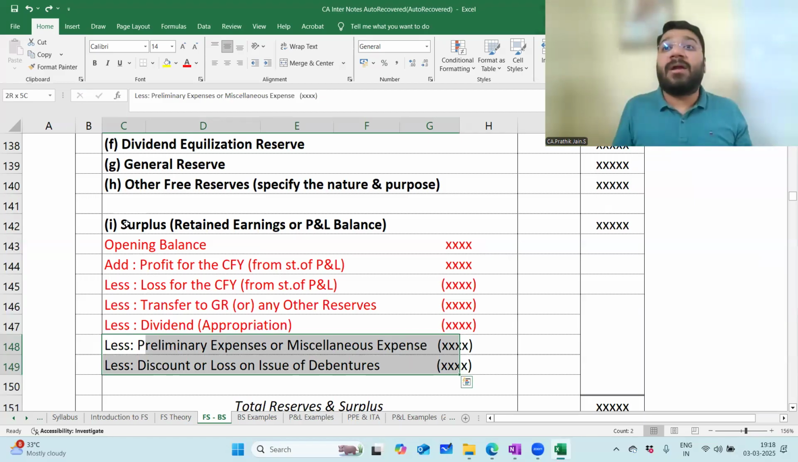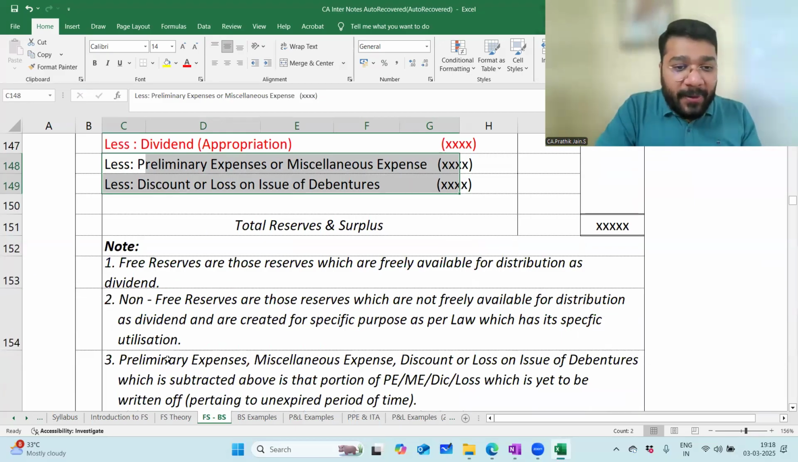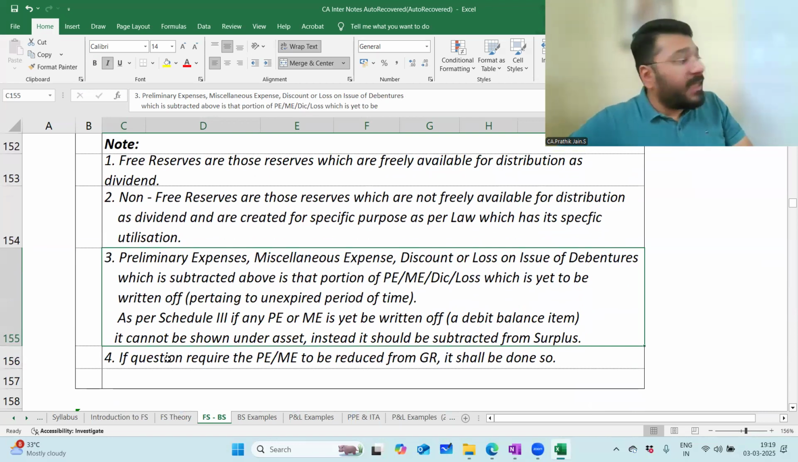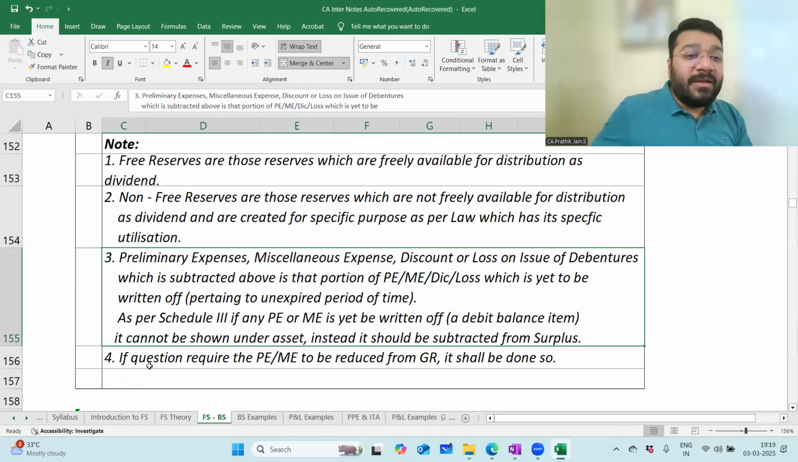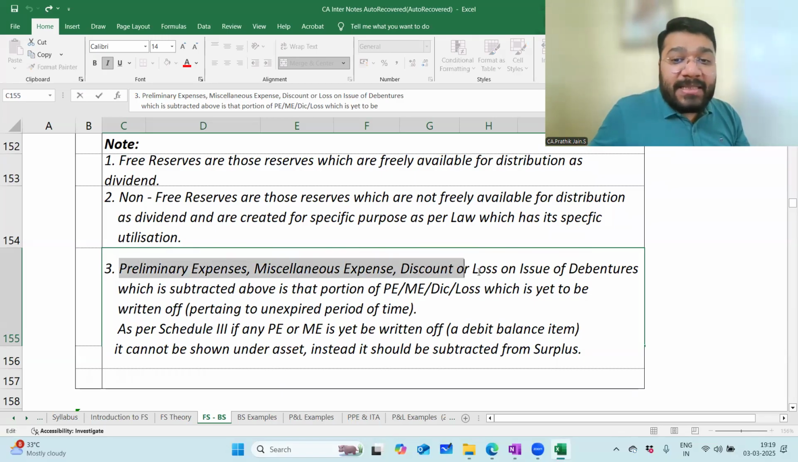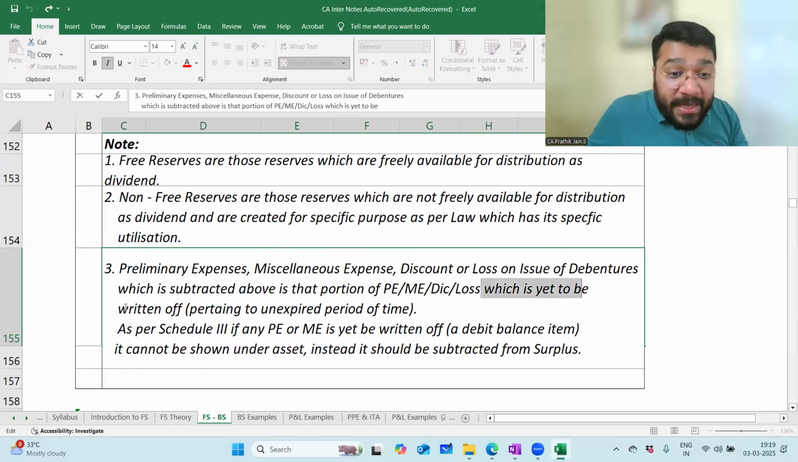Though the names look like nominal accounts, these are not nominal accounts. These are those parts which are yet to be written off. So here I have mentioned that word here. Preliminary expenses, miscellaneous expenses, discount or loss on issue of debenture, which is subtracted above, is that portion which is yet to be written off. Correct, no?